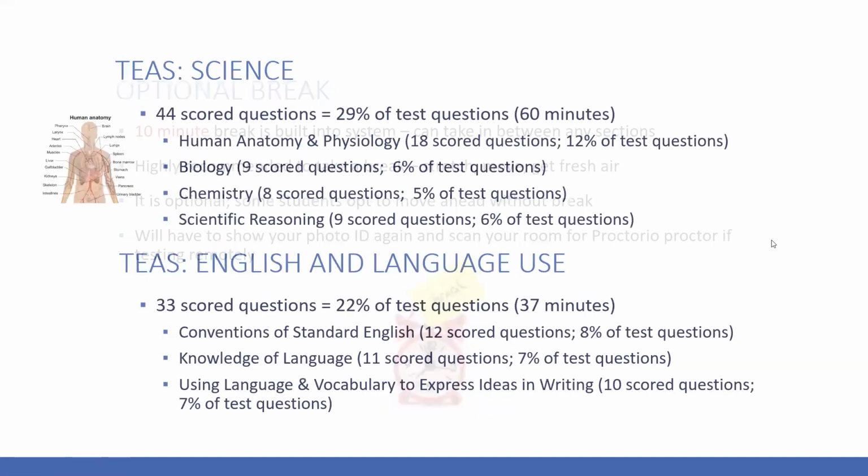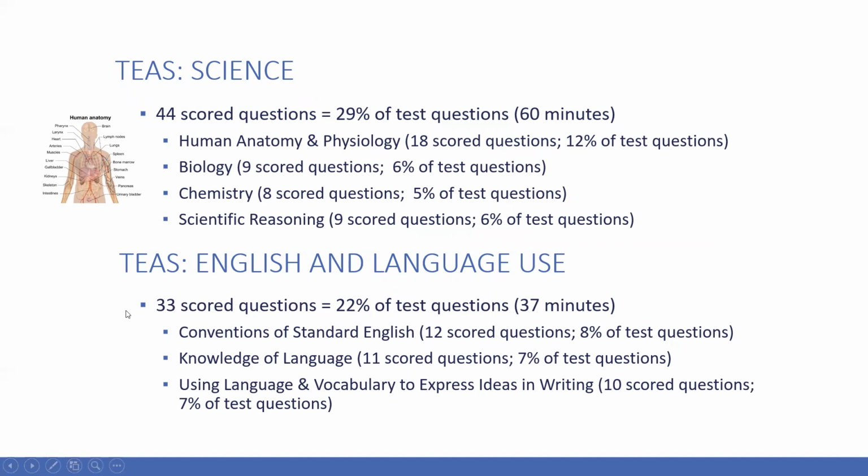The final two sections of the TEAS will be science, 44 scored questions, 29% of test questions, and a time allowance of 60 minutes. Those subcategories are human anatomy and physiology, biology, chemistry, and scientific reasoning. So if any of these areas are not familiar to you, I know chemistry for some students, they haven't taken that in a long time, they haven't reviewed the periodic table, that would definitely be an area you would want to review before taking the TEAS.